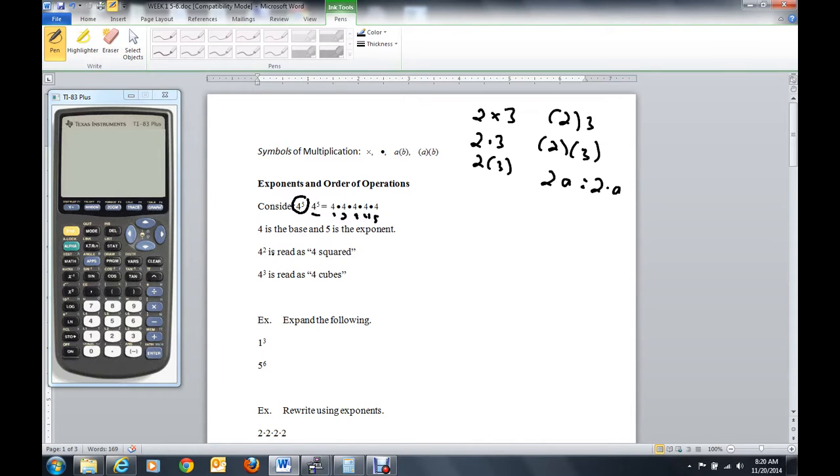Some exponents have special names. If you see an exponent of 2, most times when you hear it read, it's going to be read as 4 squared. If it's raised to the power of 3, that's going to be 4 cubed. It should be cubed.